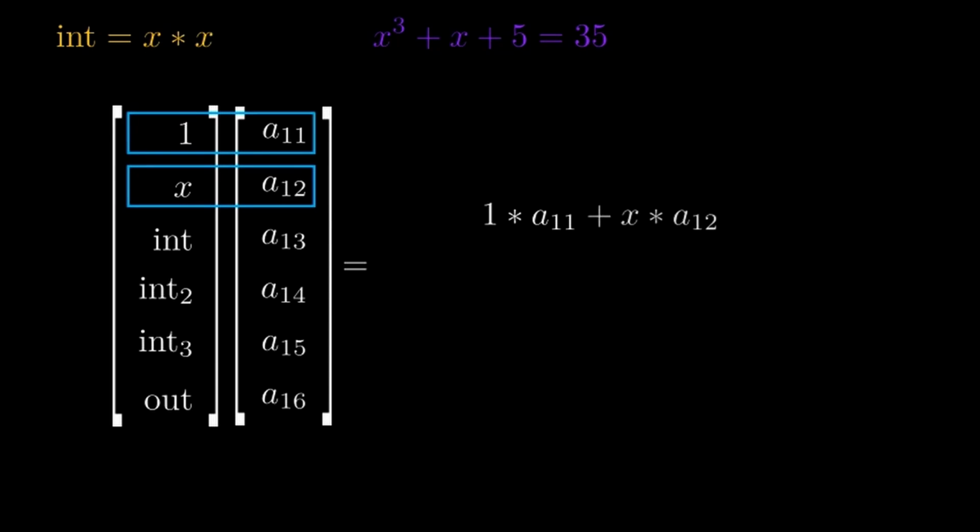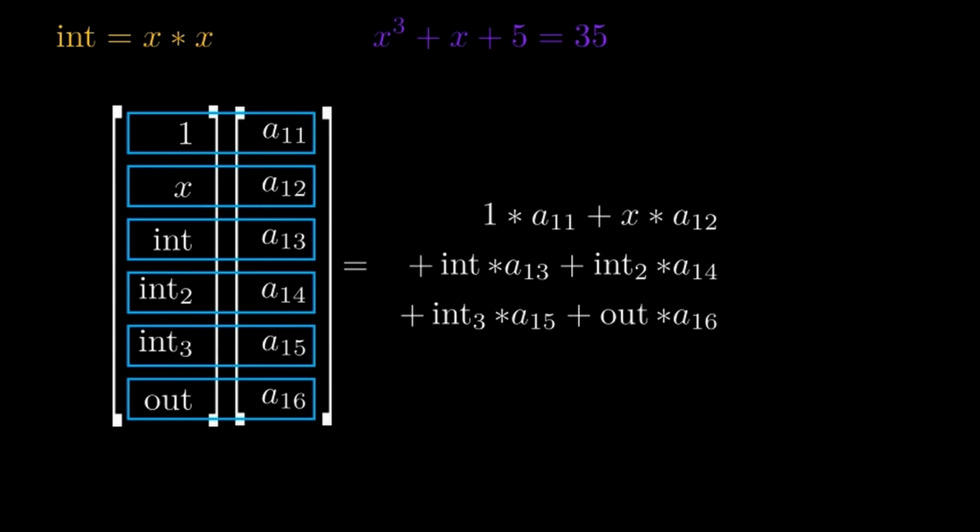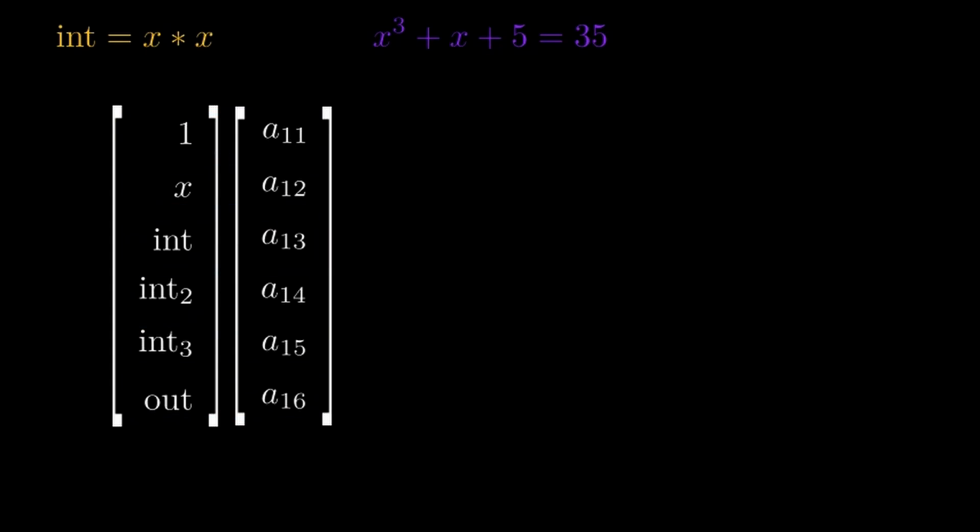Then we're going to add x multiplied by A12. And we're going to go all the way down, adding in these 4 other multiples. And then we'll add it all together. And the actual output will be a single value. Now that you've seen how to do a dot product, we can show you the full equation.